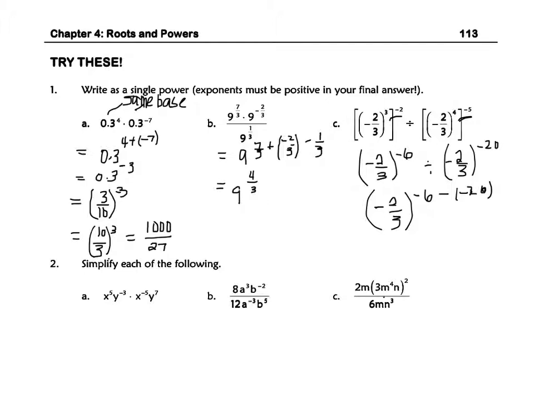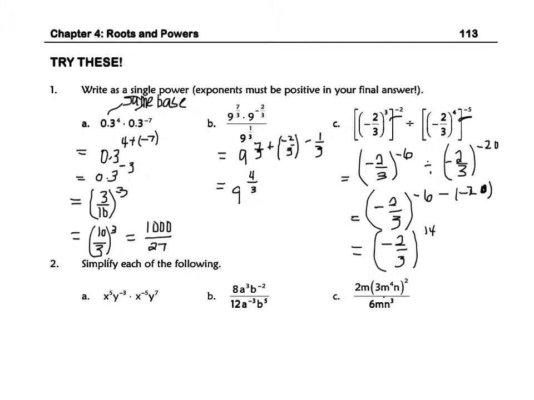And that looks like a 6 there, sorry. So this would become negative 2/3 to the negative 6 plus 20 would be 14. And then you're asked to actually leave it as a single power term, so we don't actually have to evaluate that any further because that is a single power term.